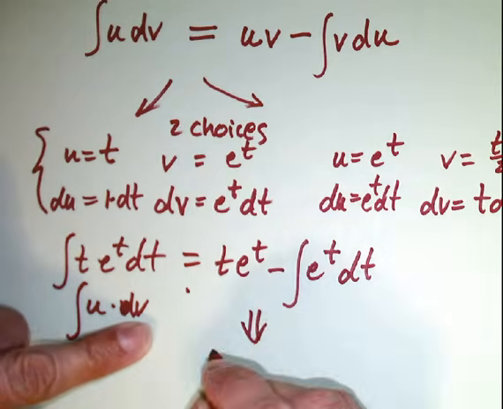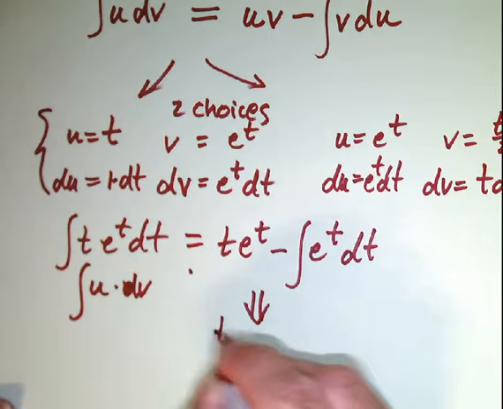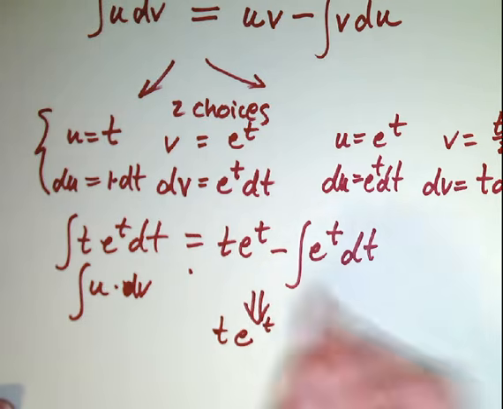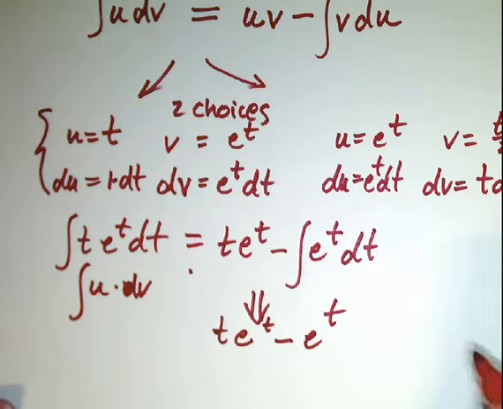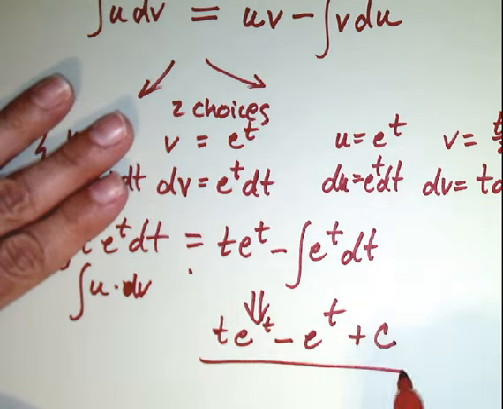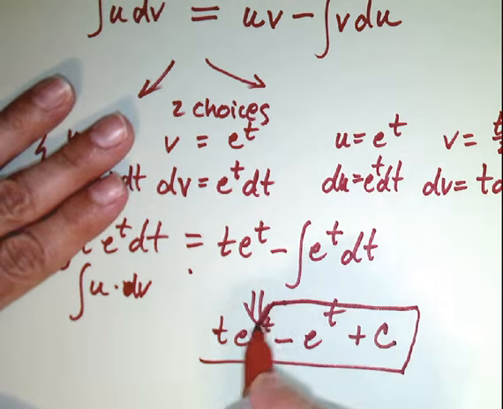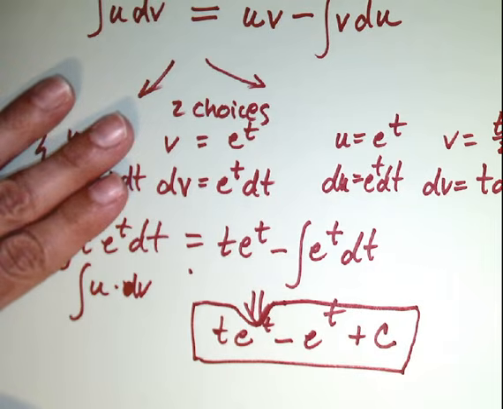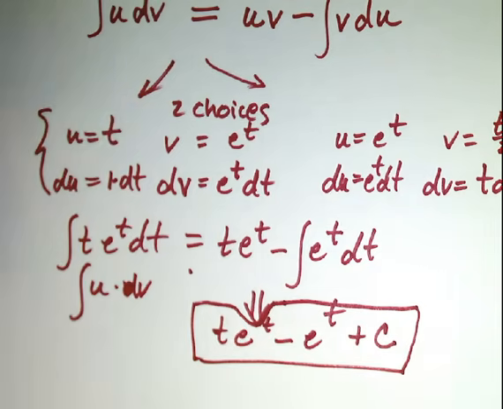So this is t e to the t minus e to the t. And in the end, let's put our big plus c. So that is an example of solving an integral by parts.